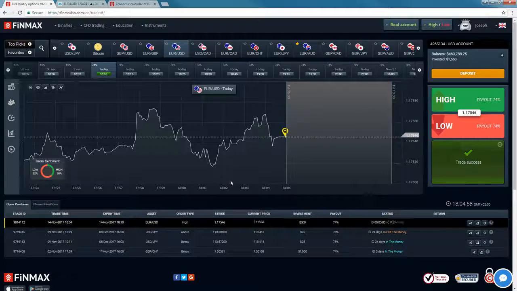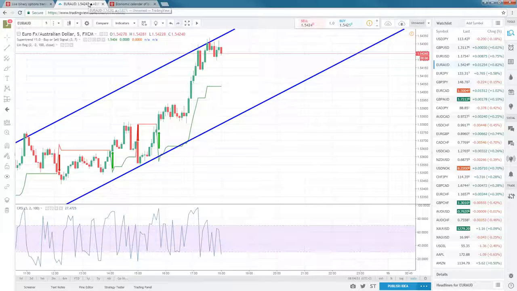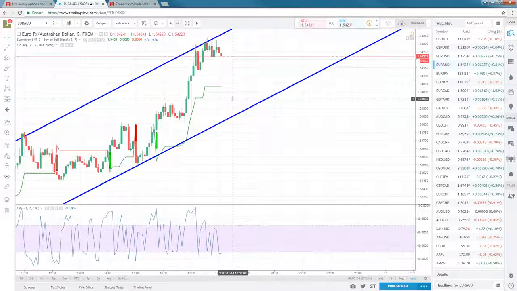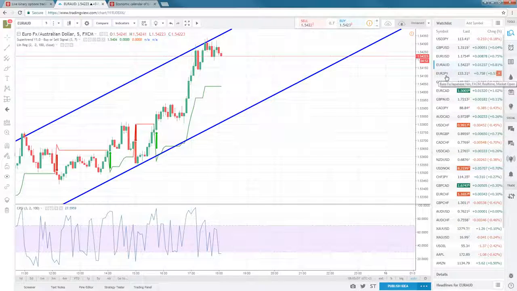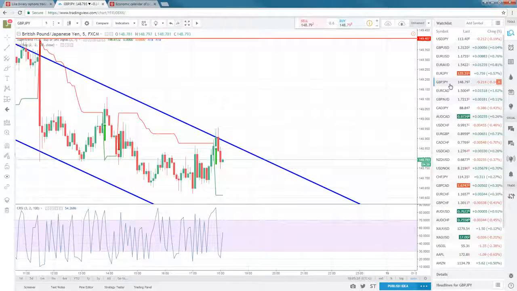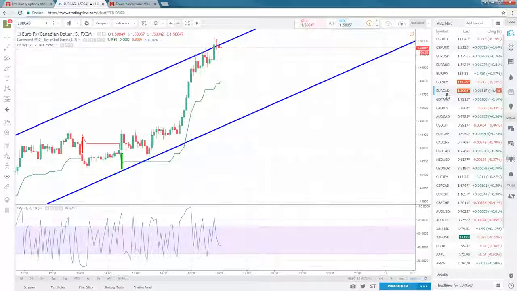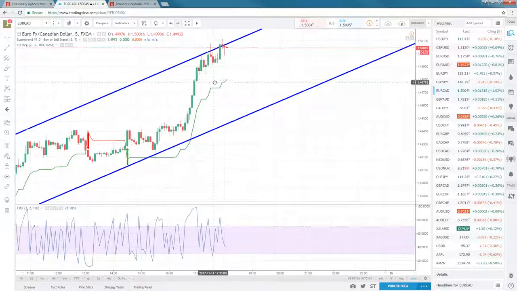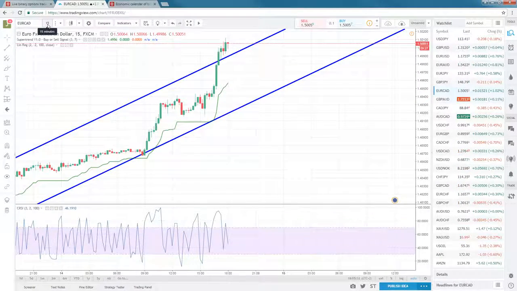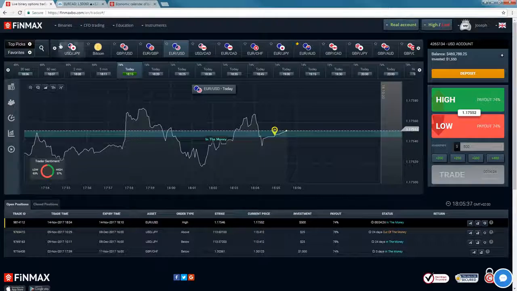Okay, I'm launching the first trade on Euro US dollar to go high. Let's see what happens. Meanwhile, I will look through other assets. Let's write down that we have launched a trade on Euro US dollar. We can also trade on Euro Canadian.